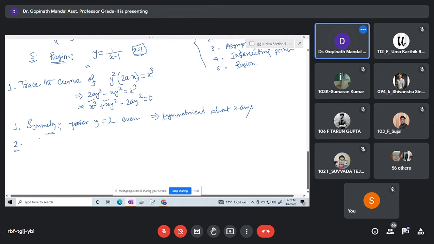Now origin and tangent. Put x equal to 0. Then y square minus 2a times 0 equal to 0. That means y equal to 0. So 0 lies on the curve. That means the curve passes through the origin 0, 0.